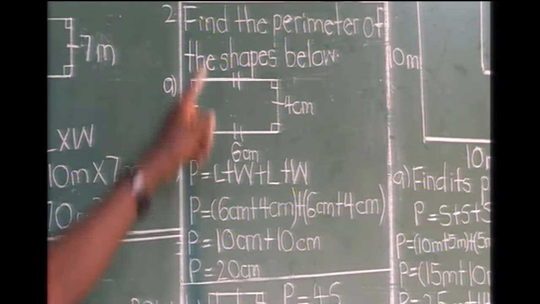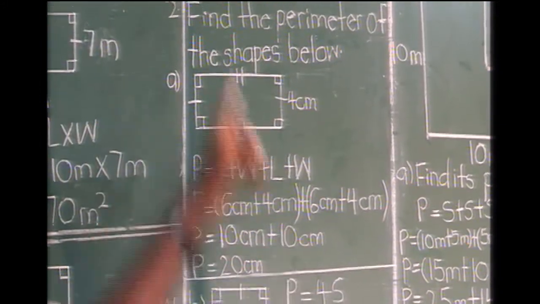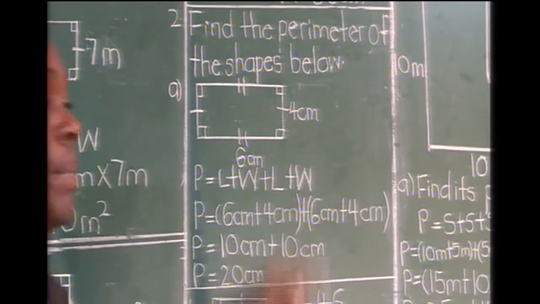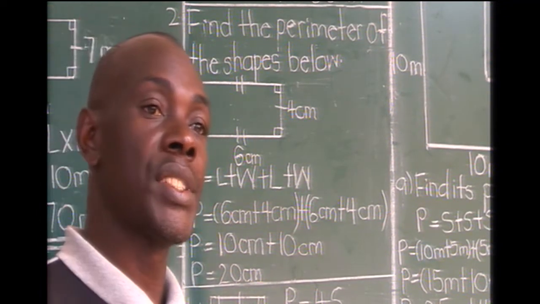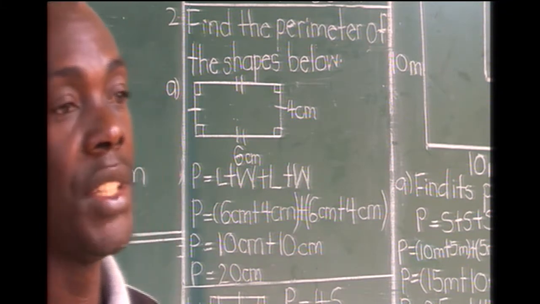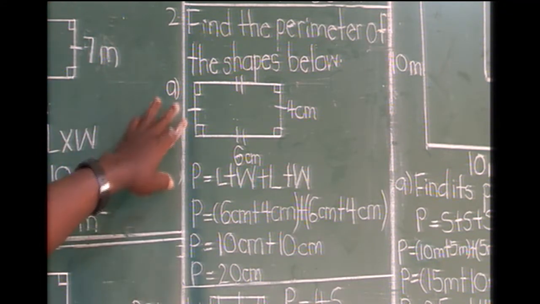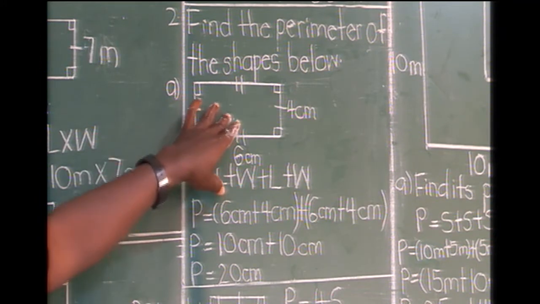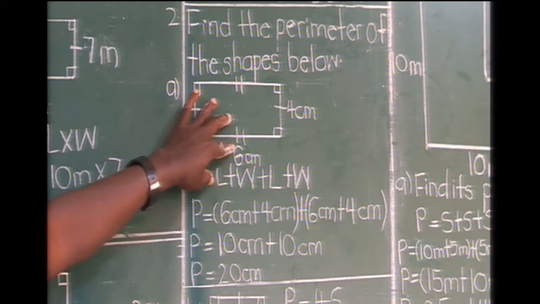And it reads, find the perimeter of the shapes below. As I said before, perimeter means the total distance around any given shape. And now, the first shape given in A is again a rectangle, but remember this time round, you are asked to go around it, meaning find the distance around it, called perimeter.